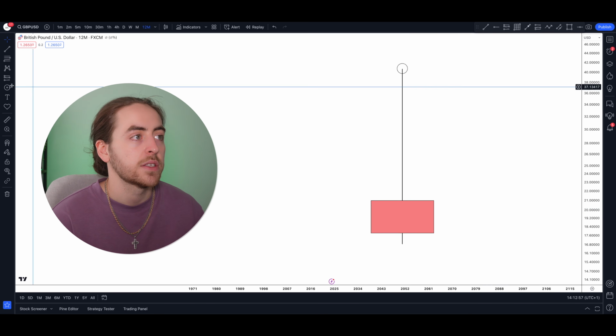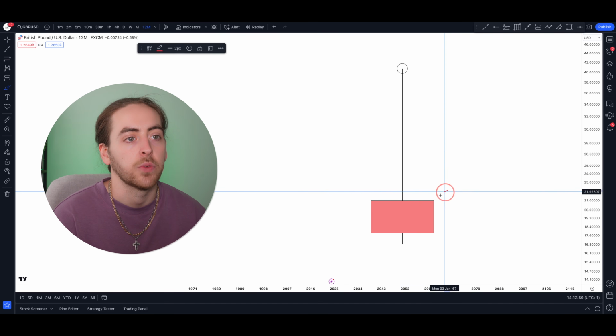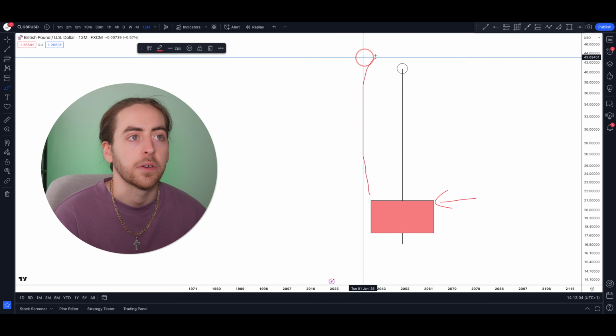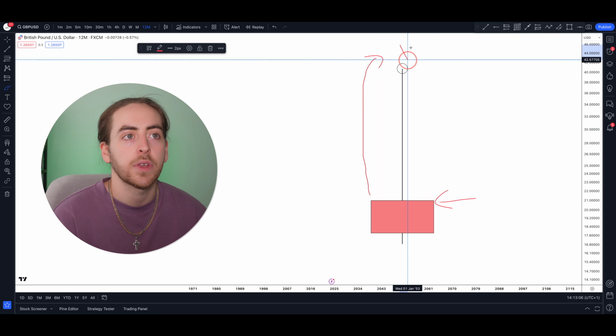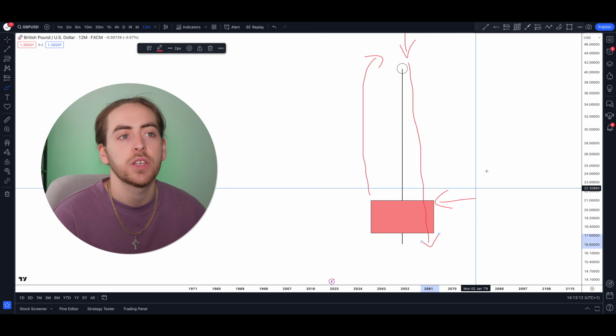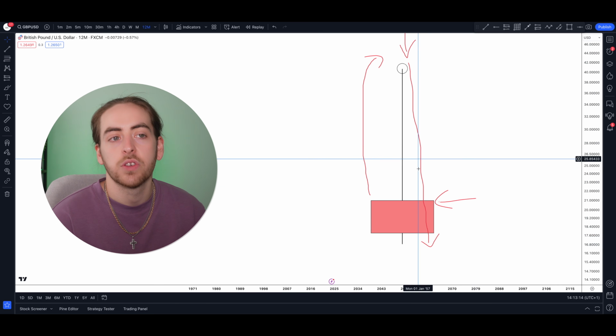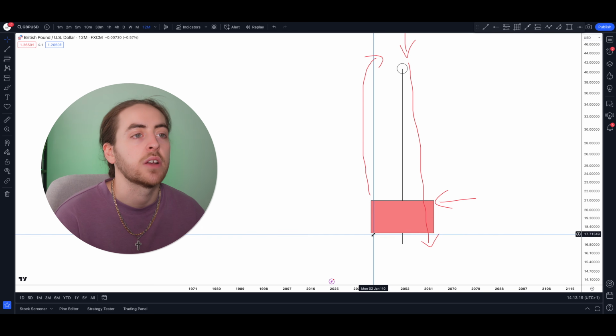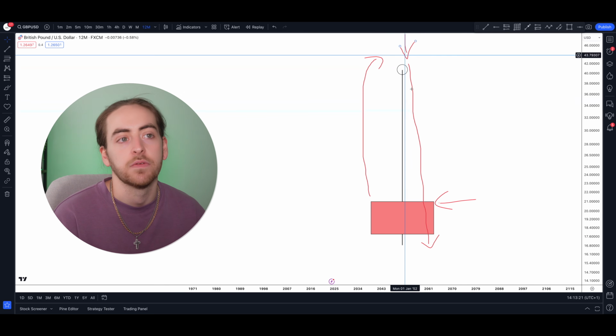And the reason for that is we've opened at this level here. The market has attempted to push all the way up here, but then there has been a significant amount of sellers kicking into the market here, which has managed to reverse all of the price action of this candle and actually close it lower than it opened. So this shows a phase of reversal, where the strength is leaving the side of the buyers and moving into the hands of the sellers.